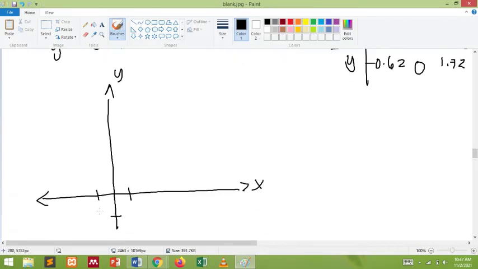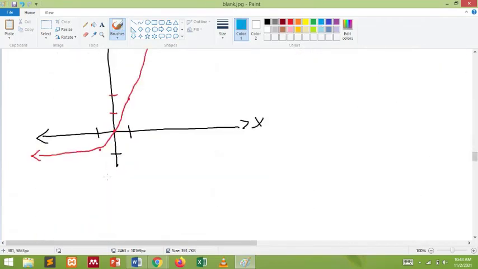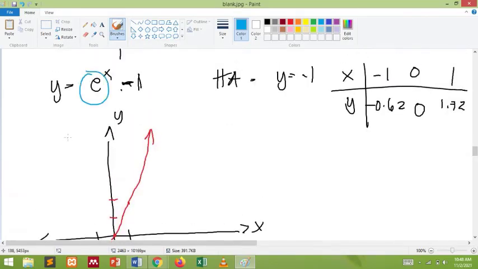So negative 0.62, it's like almost here. Let me use a different color. Parang dito na part. And then 0, 0. And then 1.72, 1.72 dito na part. So as you can see, it just shifted 1 unit below. Almost the same as the graph earlier, pero nagbaba lang siya. Tama man? And also, the asymptote is now y is equals to -1, which is this part. So, ganun lang siya kasimple, guys. Huwag masyadong magpahirap sa sarili. Just treat the natural number as any other number. It's a real number, actually.